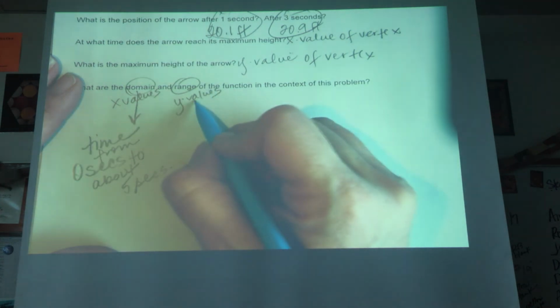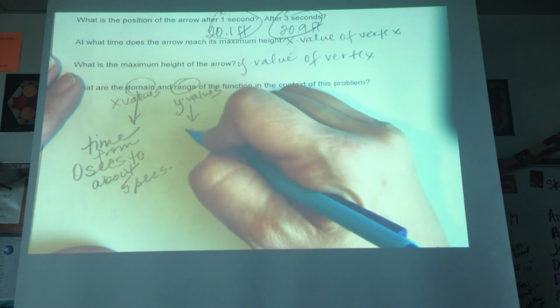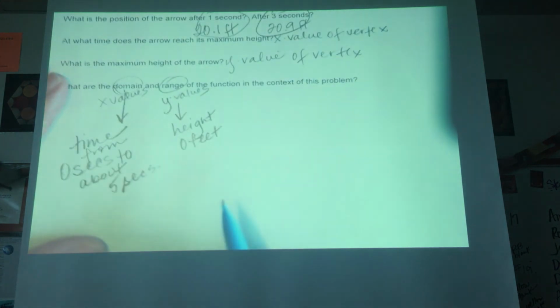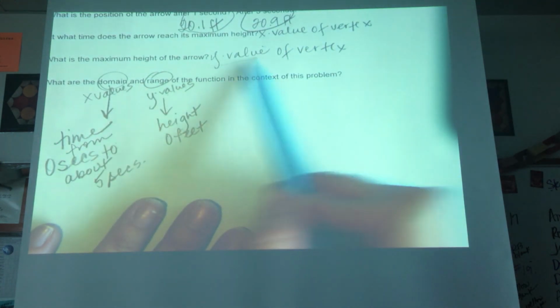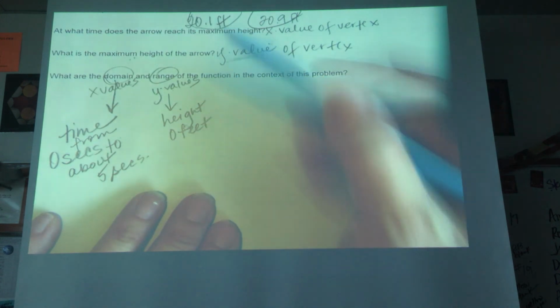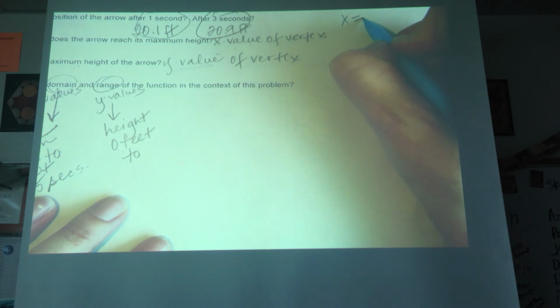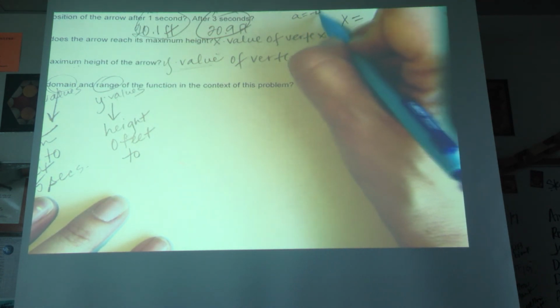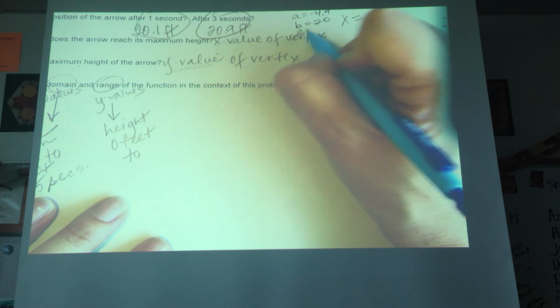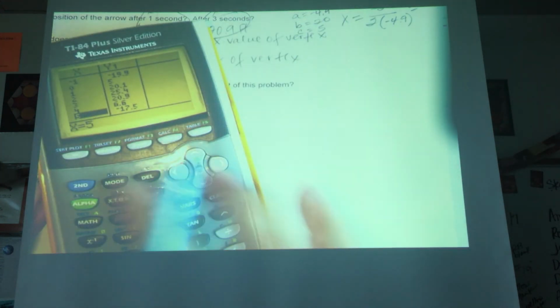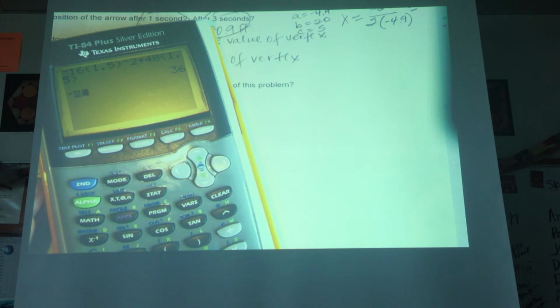Now, for the y values, it has to do with the height. The height is going to start out at 0 feet, but the highest it gets, I'm going to have to get out of the y value of the vertex. That maximum height is going to give me the next value here. So let's find out what that is. The x value of the vertex: my a is negative 4.9, my b is 20, my c is 5. Negative b over 2 times a. 20 divided by 2 times negative 4.9.